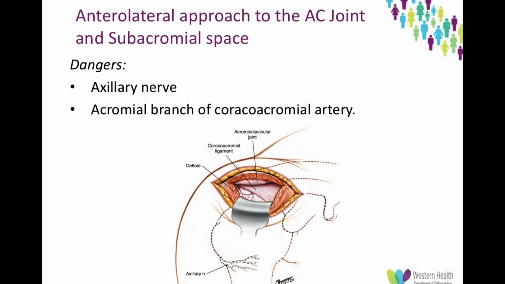The dangers in this approach are the axillary nerve, which runs transversely, as you can see in the image there, on the deep surface of the deltoid, and it's approximately 7 centimetres below the tip of the acromion. And that's why we use that stay suture to prevent further inferior damage to the deltoid. And as I mentioned, the acromial branch of the coracoacromial artery, which runs immediately under deltoid and is usually divided and ligated during the superficial dissection.